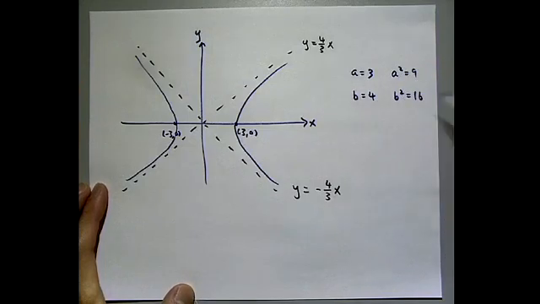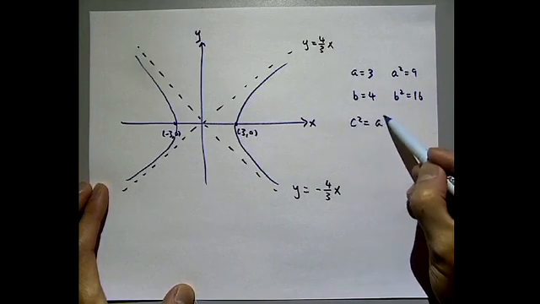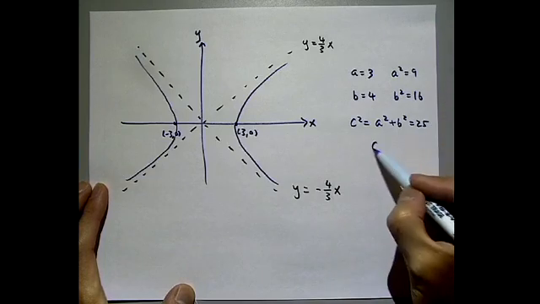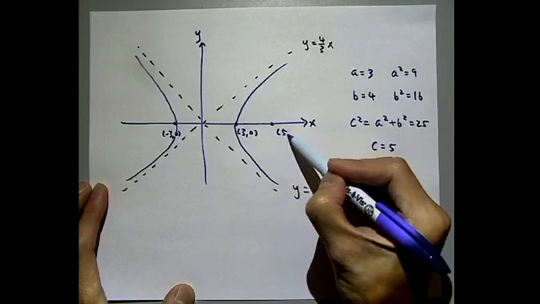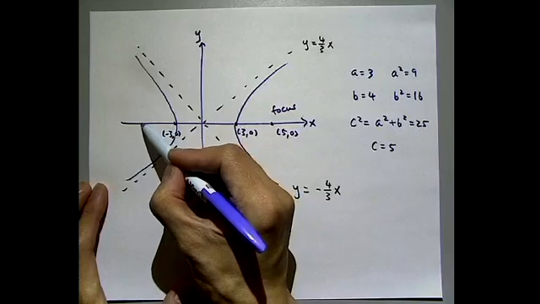Finally, let's find out where the foci are. c squared is a squared plus b squared, and that's 25. So c is 5. So that's focus number 1, and here's the other focus.